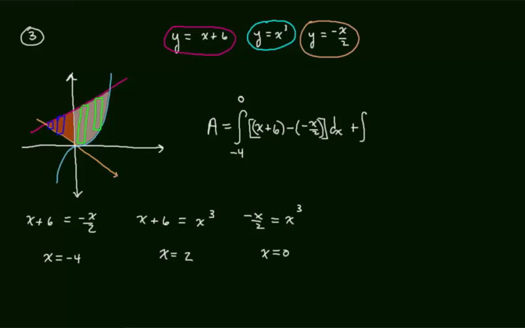Now I need to add some more area. That's the areas to the right, and those start with rectangles at 0 and end with rectangles at 2. Each one of those has a height of still x plus 6, but then has a bottom of x cubed. And widths are always dx in these first several examples. You could also notice that when I subtract a negative, that can become plus. But for now, I'll keep it like this so I can recognize the form.